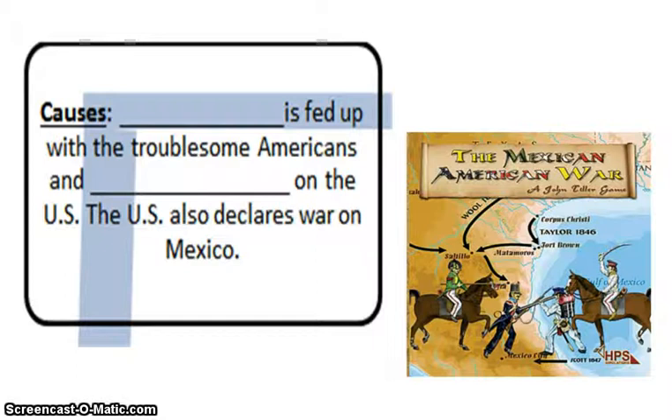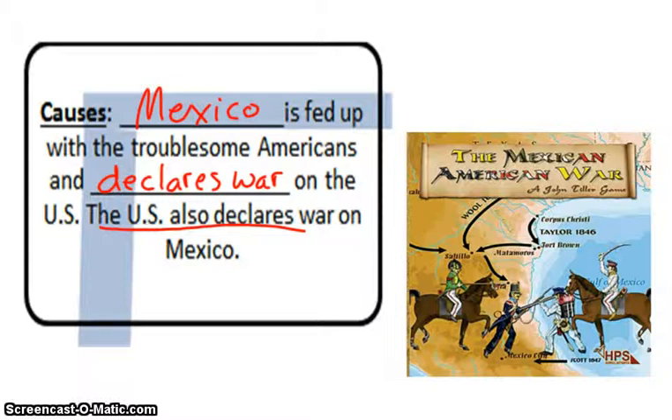What happens is Mexico this time says enough is enough. This just happened to us in Texas. Now it's happening again in California. We've got to put a stop to these greedy Americans trying to take all of our land. So Mexico basically declares war on the United States. And the United States, not to be outdone, says, okay, fine, we're going to declare war on you. And that starts the second phase of the war, which is kind of the bigger, more intense phase of the war.